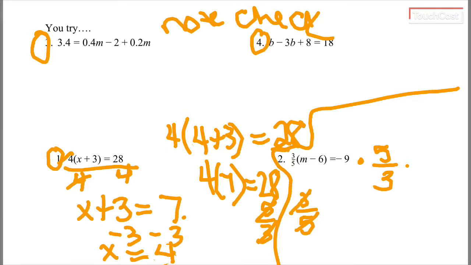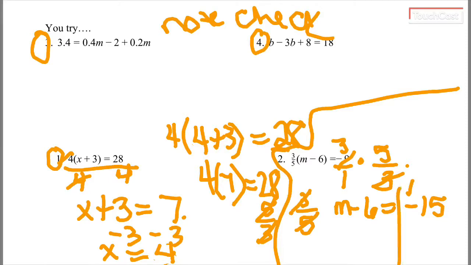So over here, then we're left with m minus 6 equals, okay, over here we're going to multiply. Don't forget to cross simplify. Negative 3 times 5 is negative 15. All right, now we got a nice one-step equation. Add 6 to both sides. m equals negative 9.